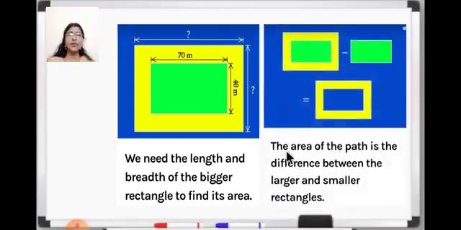And then what you will do, you are going to subtract the area. To get the area of the path, we have to subtract the area of the larger rectangle and the smaller rectangle. You can see here, this is the area of the path, how we have got it by subtracting the area of the bigger rectangle and the area of the smaller rectangle. So these two will be subtracted to get the area of the path. So we are going to do this.